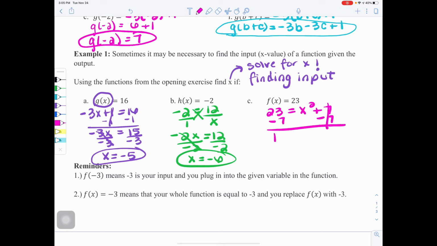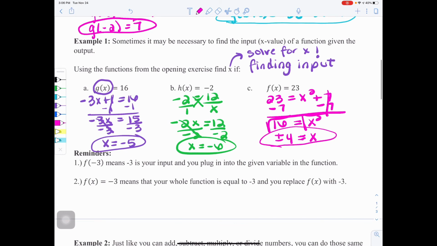That's going to give us 16 equals x squared, and now chapter 1 is coming back. If I want to undo squaring something, I must take the square root. So I'm going to take the square root of both sides, and I get that x equals, now remember, if we're taking the square root of 16, that is a positive and a negative 4. 4 times 4 is 16, but also negative 4 times negative 4 is 16. So my input must have been positive and negative 4.